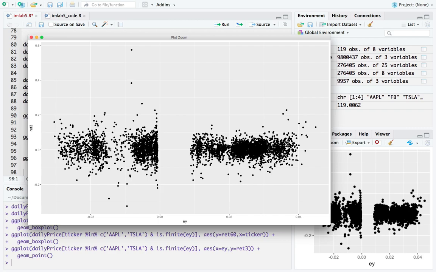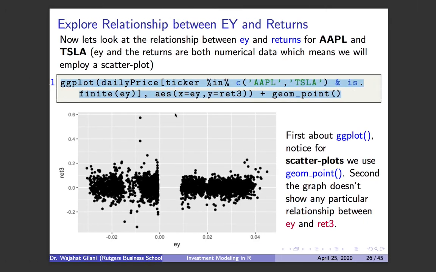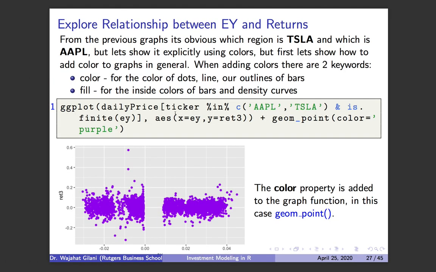Now, that aside, is there any kind of pattern you see here? Positive or negative? Not really. It's actually kind of horizontal. It's like a thick horizontal line. This is really implying that there is no direct linear relationship between earnings yield and the 3-day returns, right? That's what it's basically showing.